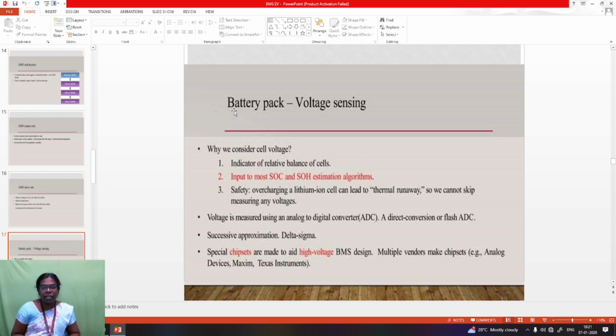It is an indicator of the relative balance of cells, an input to most SOC and SOH estimation algorithms, and for safety: overcharging a lithium-ion cell can lead to thermal runaway. So we cannot skip measuring any voltage. Voltage is measured by using an analog to digital converter, such as direct conversion flash ADC, successive approximation, and delta-sigma. Special chipsets are made to aid high voltage BMS design. Multiple vendors make chipsets, for example Analog Devices, Maxim, Texas Instruments.